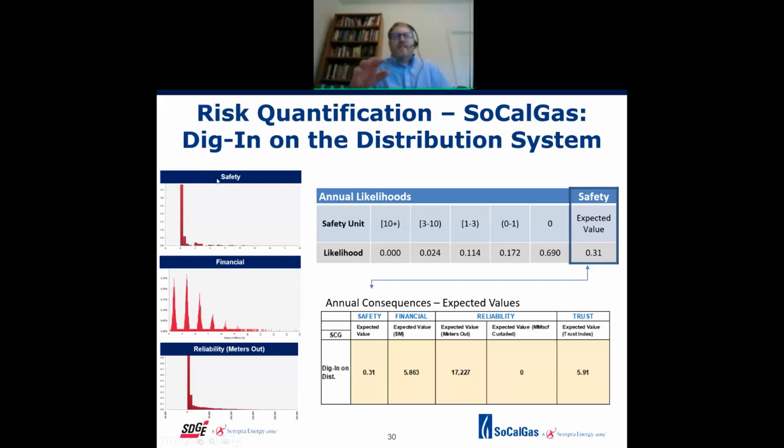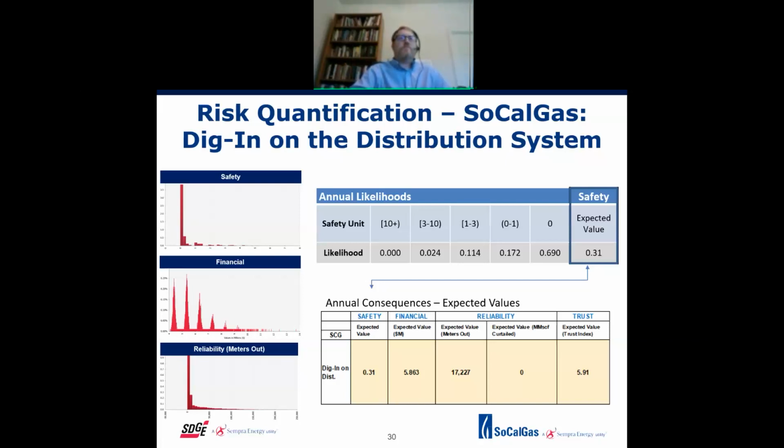So just to be clear, slide 30 is not the settlement agreement requirement. Slide 31 is. I just want to make sure we were giving more information above and beyond what the settlement agreement calls for by sharing with the commission what kind of distribution of deaths we expect from distribution dig-in gas. Some years, 69% of the years, we don't expect any safety. 17% of the years, we expect 0 to 1 safety units, and then you can go from there. It's just additional information so that people can understand the distribution of the risk. It's not part of the settlement agreement.